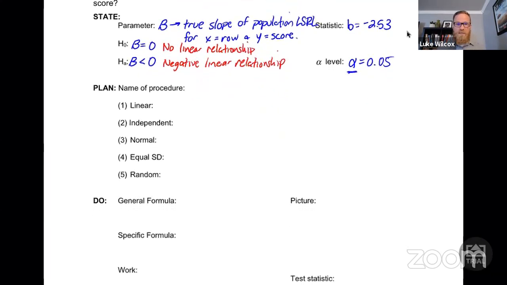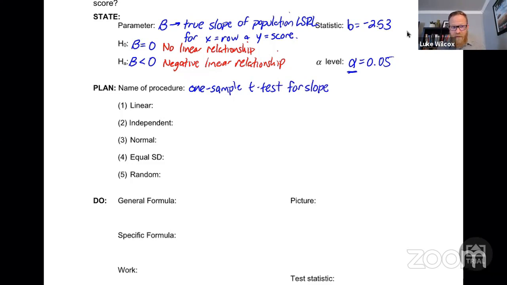Okay, let's move to our plan. First of all, the name of the procedure. Okay, this is a one sample procedure, right? We don't have two different samples here. And this is a t-test for slope. So we are going to end up with a t-distribution. When we get down to finding our p-value, we'll need to use a t-distribution for this one. And you did a t-interval yesterday, right, for slope, for estimating slope.